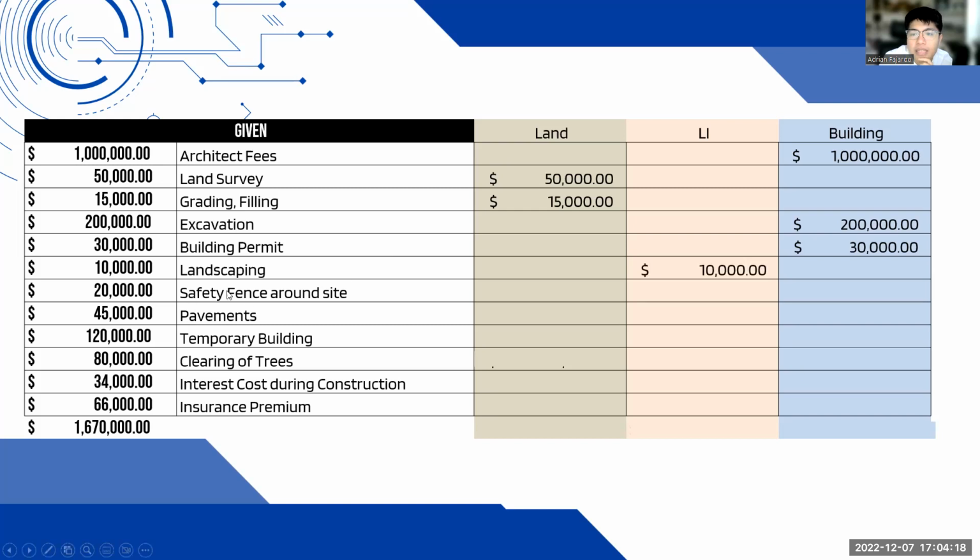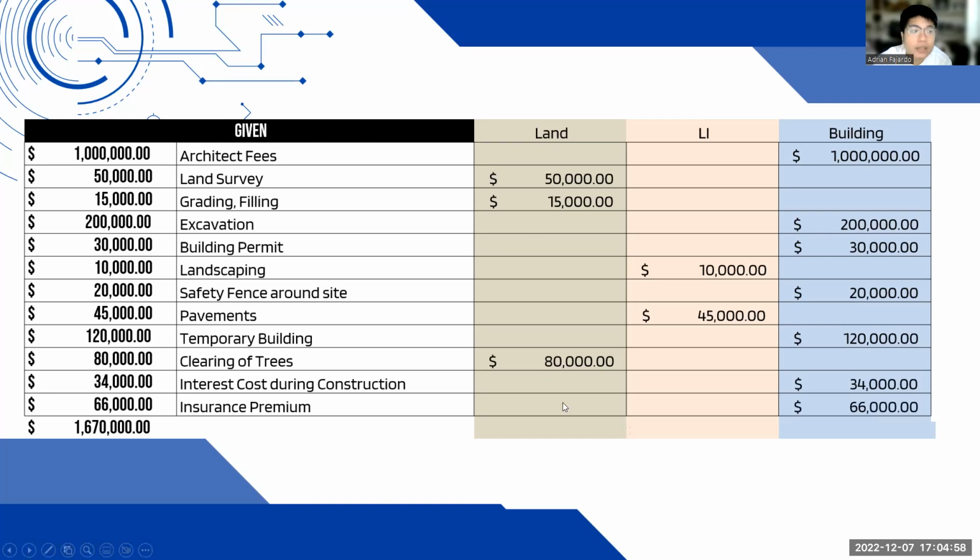Safety fence around the site. The fence was made so nobody falls in, right? Therefore, that's primarily a building. Pavement should be what? Land improvement, because it's a structural addition. Temporary building, building. Clearing of trees: if you clear trees, that's just to make the land ready for its intended use. So, land. Interest cost during construction: he borrowed money, but that borrowing cost should be capitalized under building. And the insurance premium on the site is building.